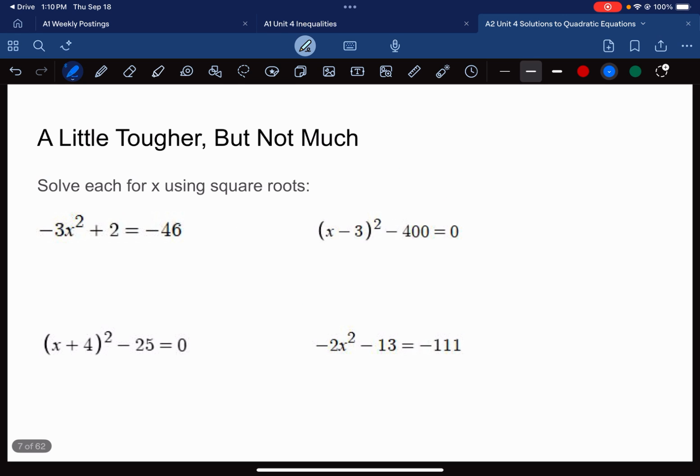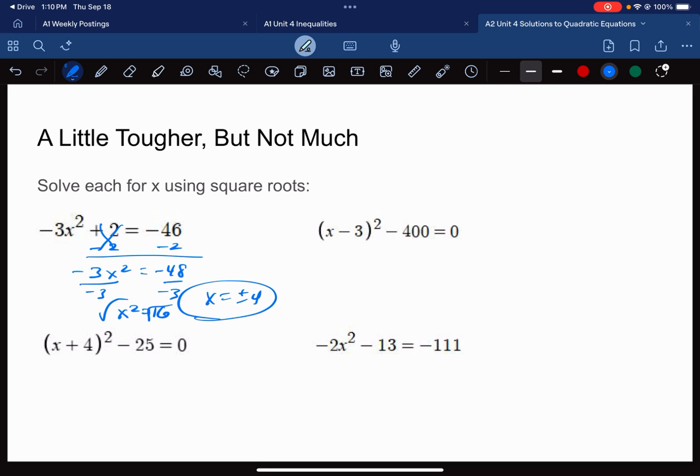So here's a little tougher. I'll try the top 2. You try the next 2 there. So we've got, first of all, I'm going to get rid of this 2, minus 2 from both sides, right? That's good equation solving. Minus 3x squared equals negative 48, and I'll divide by negative 3. And x squared equals 16, and then the square root of both sides gives me positive and negative 4.